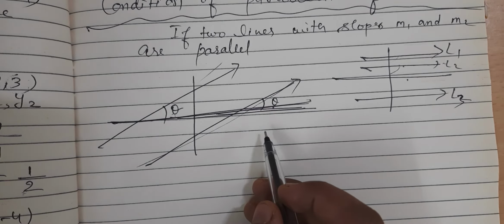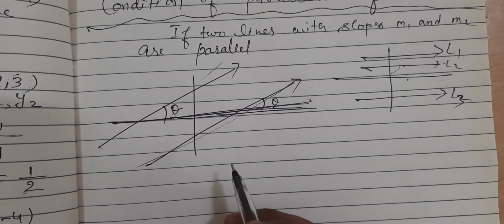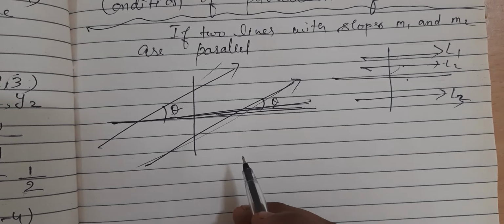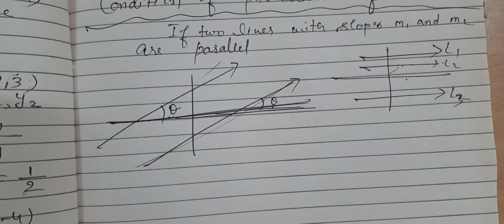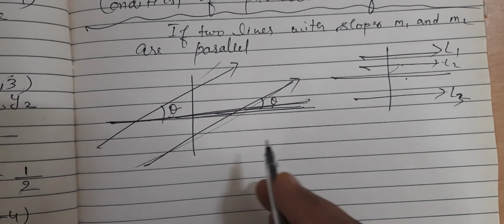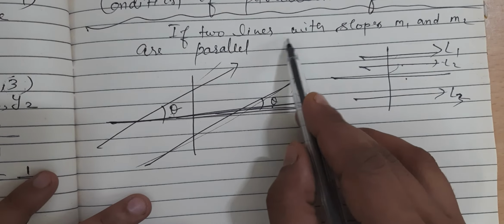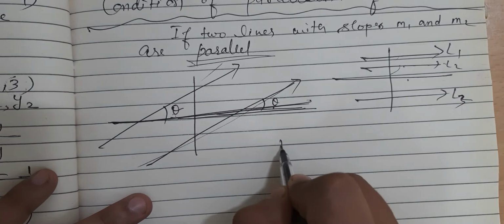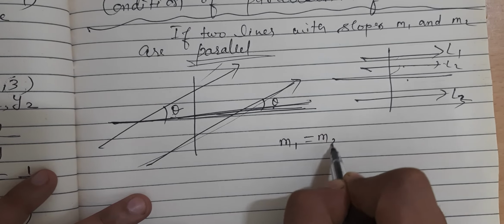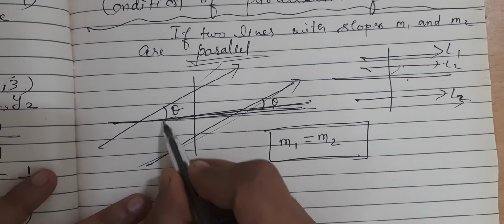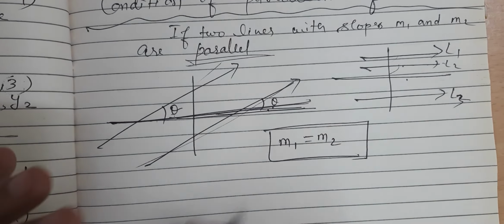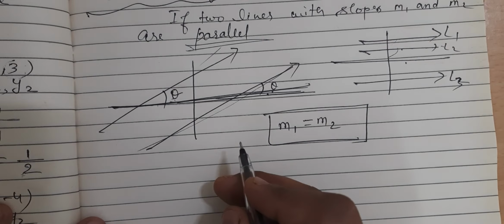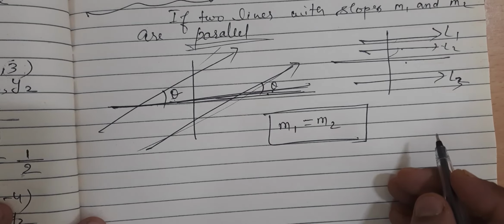Then the angle between them is 0 degrees. Slopes are equal, and the angle between these two lines will be 0. So when the two lines are parallel, their slopes are equal: m1 will be equal to m2. You can see from the figure, theta is the same, which means slopes are the same.